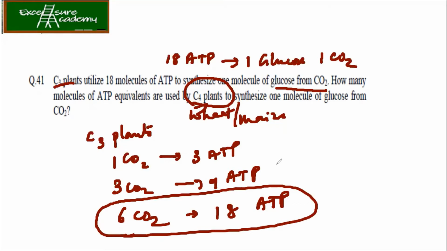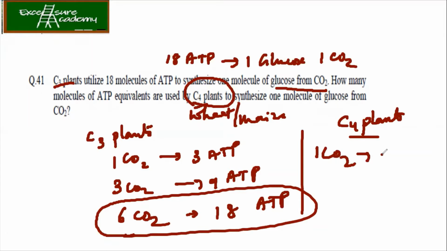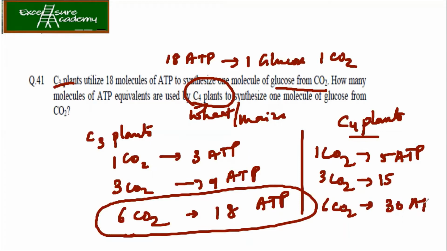This was all about C3 plants. Now in C4 plants, one molecule of CO2 needs 5 ATP. Now for 3, it is going to be 15, correct? Now for 6 CO2, it is going to be 30 ATP molecules.